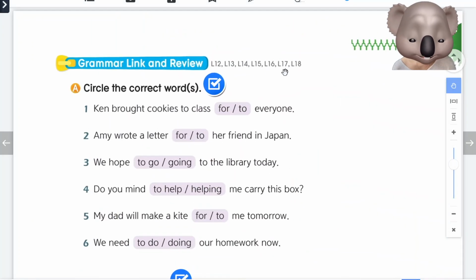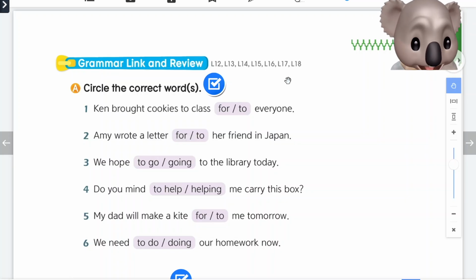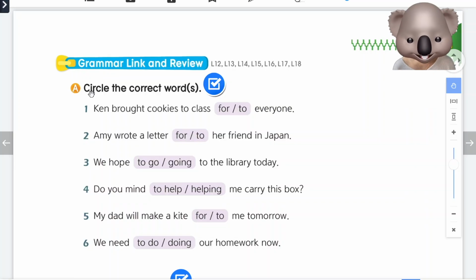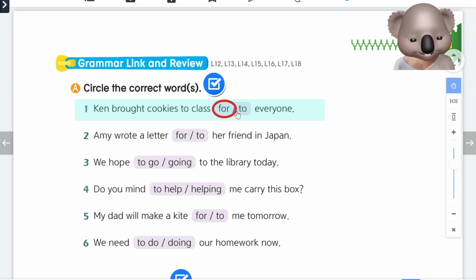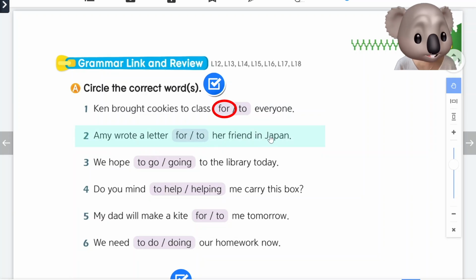On page 75, we need to review lesson 12, 13, 14, 15, 16, 17, and 18. We need to circle the correct words. Number 1. Ken brought cookies to class. Everyone. 모든 친구들 위해서. For everyone. Number 2. Amy wrote a letter her friend in Japan. For her friend in Japan or to her friend in Japan? 친구한테. To her friend.